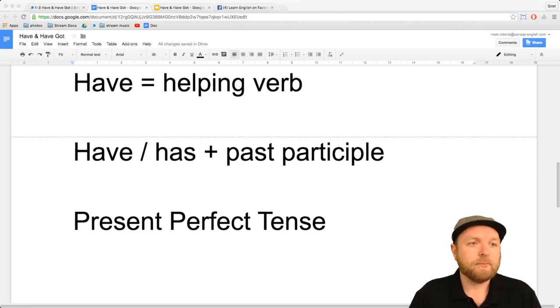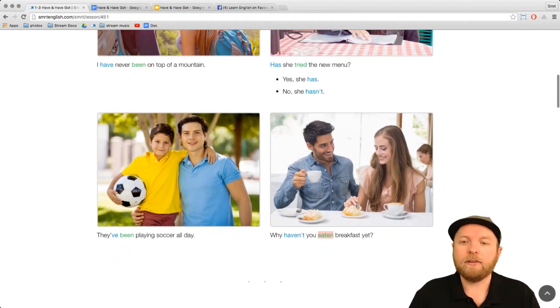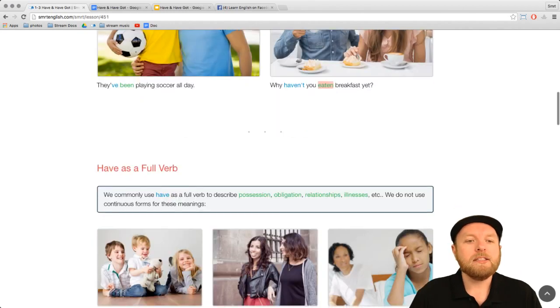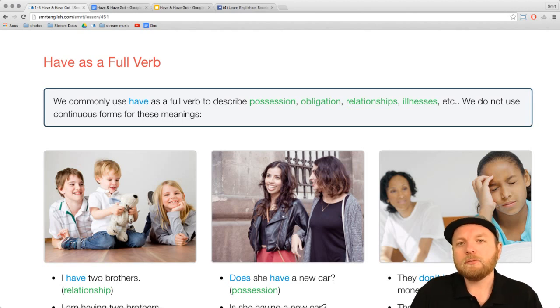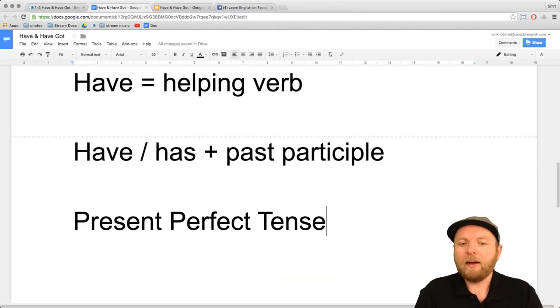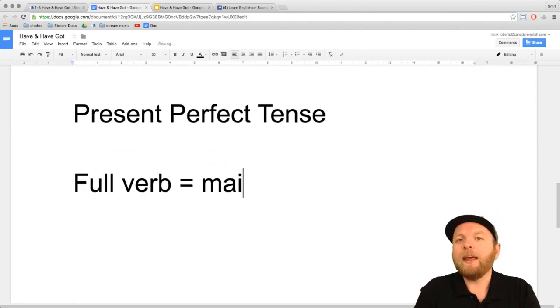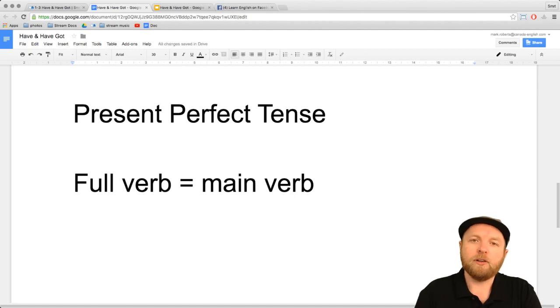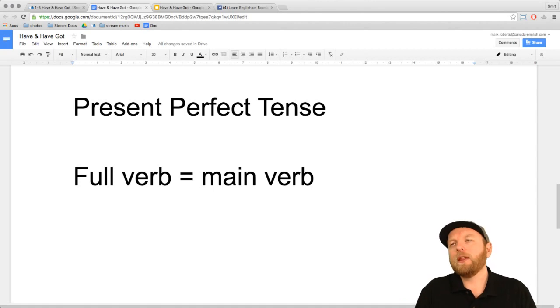Let's continue. So we've talked about have as an auxiliary helping verb. Now, let's talk about have as a full verb. This is really, really important, and many students get confused about this. Have as a full verb. Now, in this lesson in Smrt, if I say full verb, I mean main verb, okay? Not a helping verb. So when is have the main verb of the sentence?